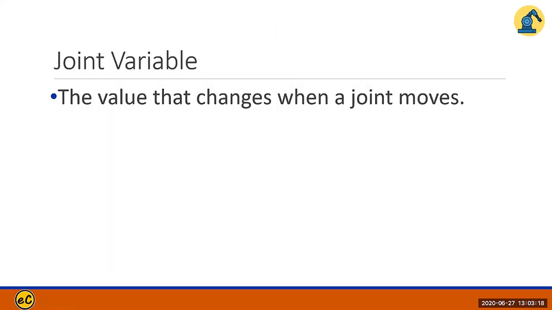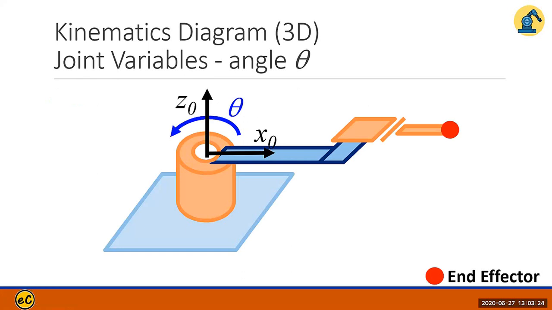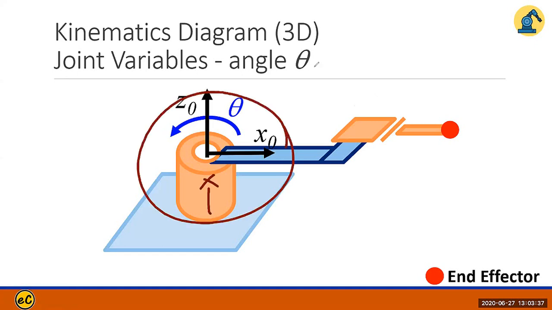Let's look at joint variable. The value that changes when the joint moves is called a joint variable. Joint variables have 2 types. Number 1 is the angle. Because my robot can move on my revolute joint number 1, it can move this way, making a circle like this. This rotation is called angle theta. That's our first joint variable.